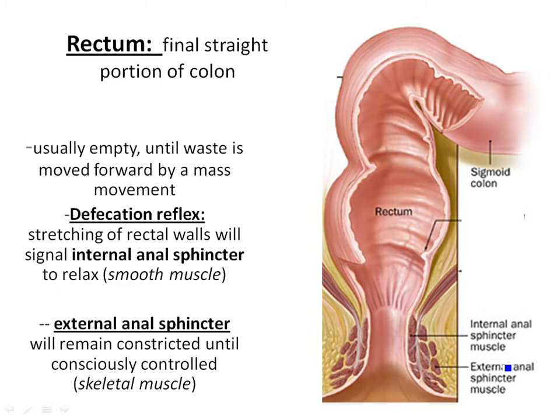Okay. Now the very last part, as this mass movement takes place, the last portion, of course, is a little bit of the sigmoid colon here. But when it reaches the rectum, it is normally empty. All right? Until we have a mass movement, there is nothing in the rectum. So this will be the final storage place for the mass of feces.